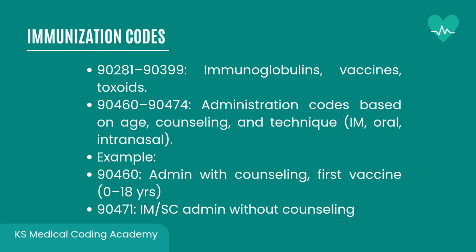Immunization and administration codes. Immunization codes include vaccines, immunoglobulins, and toxoids. CPT also includes separate administration codes, which depend on factors like whether counseling is provided, the patient's age, route of administration, like IM, oral, or intranasal. For example, 90460 is used for the first vaccine with counseling, for children 0 to 18 years. 90471 is used for injections without counseling.